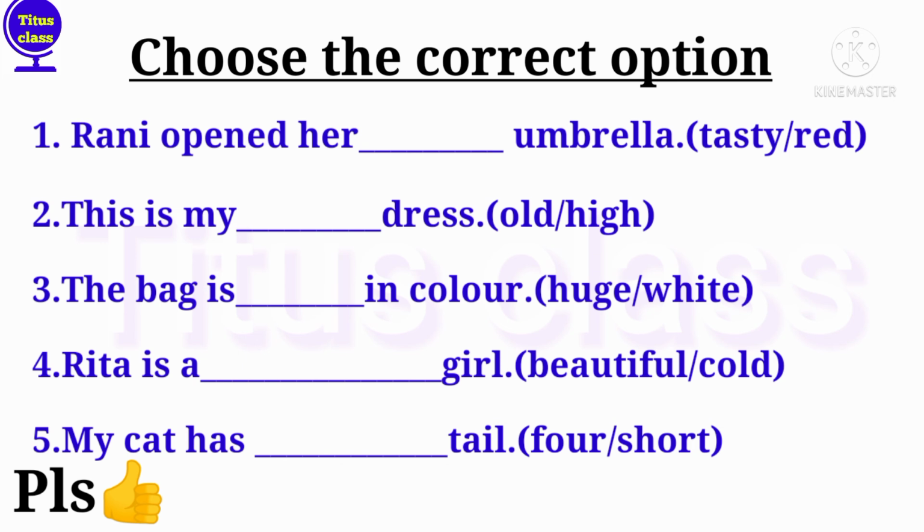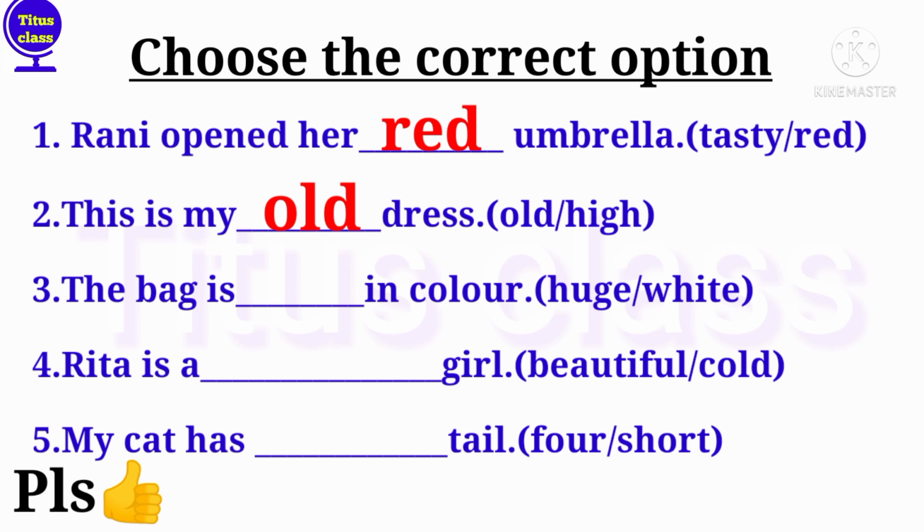Now the next question. Choose the correct option. First one, Rani opened her dash umbrella. Tasty or red? Umbrella tasty होता है क्या? नहीं. So Rani opened her red umbrella. Second, this is my dash dress. Old or high? What will come? Dress can be high? No. This is my old dress.